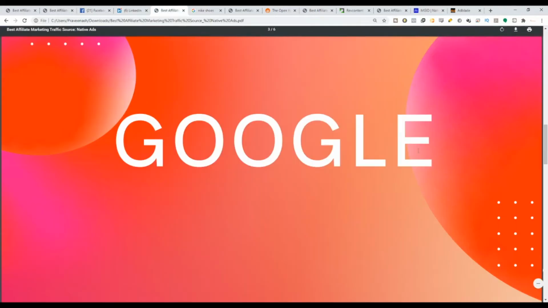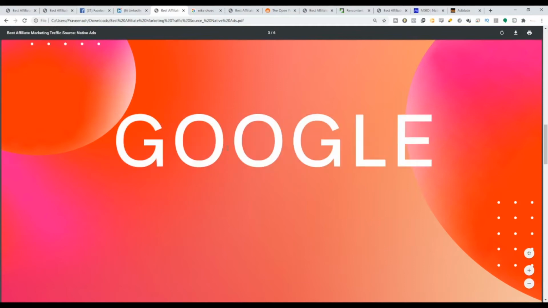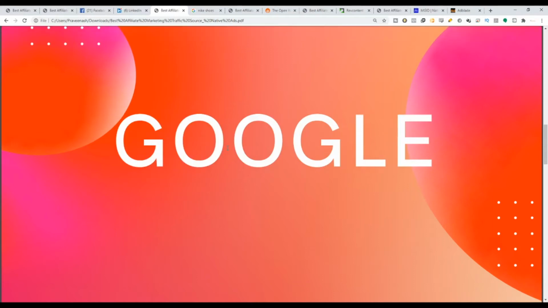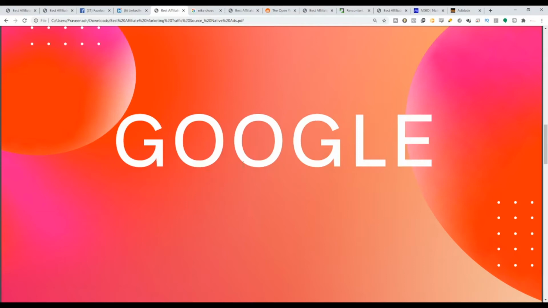So the second one that we are going to take a look at is Google. I just mentioned Google just now, right? Because when we talk about native ads, it is not only the ads that you purchase from the platform. Native ads also include social media ads and search result ads, and all these are considered native ads as long as they blend in with the platform. So Google is one form of a search engine native ad.